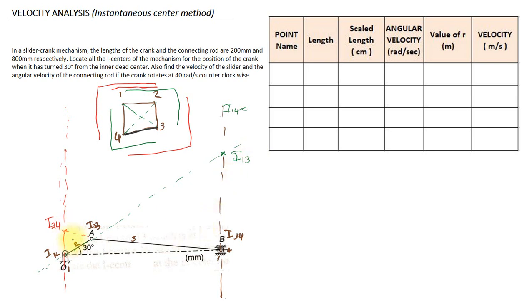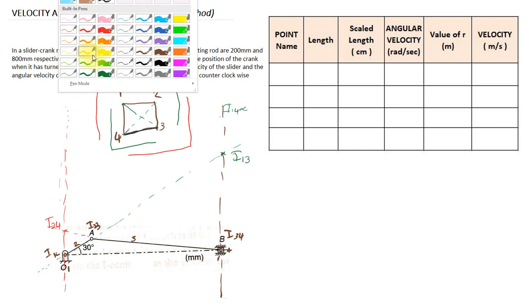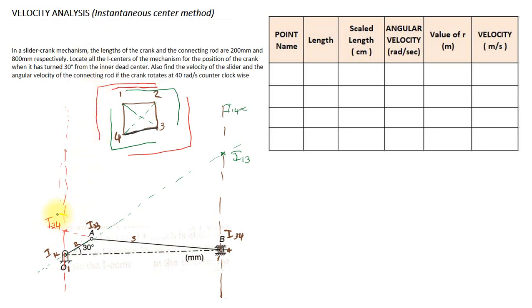So these two are the instantaneous centers which are neither fixed nor permanent. Okay, next we are going to complete the table. So first we are going to calculate the velocity of the point A.